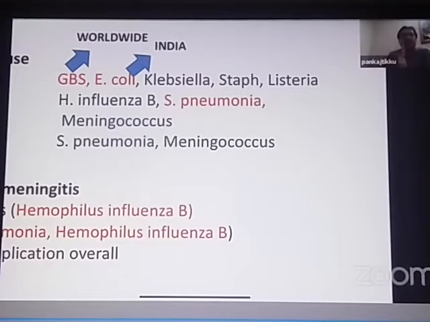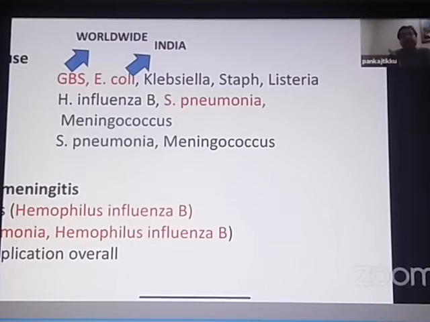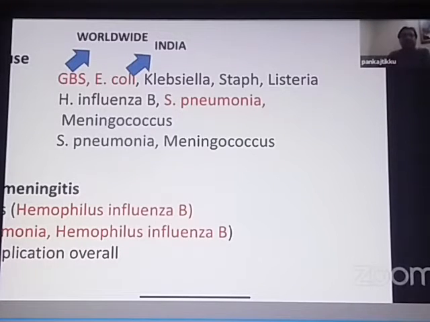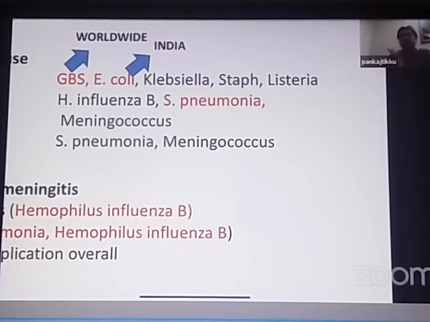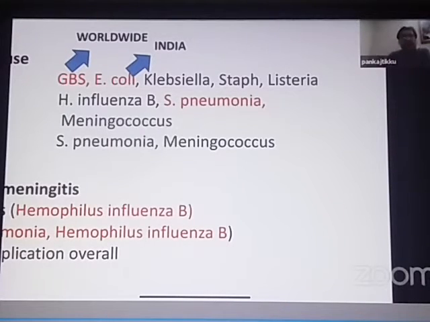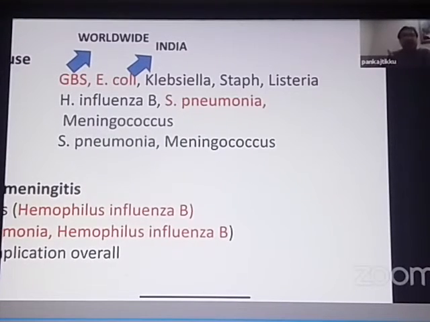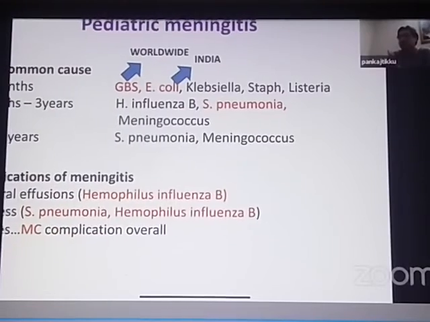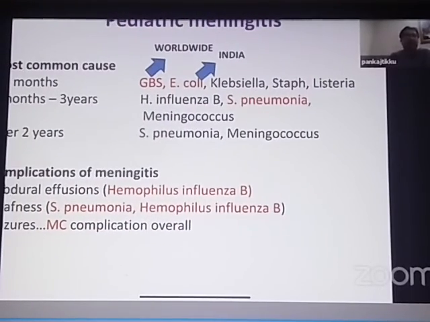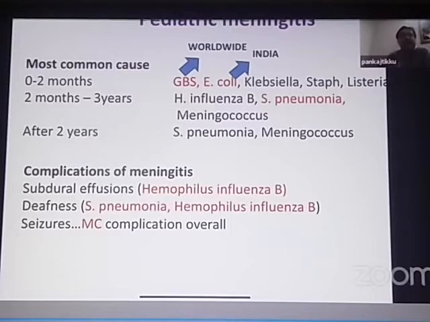Among these, the most important cause of meningitis in neonates worldwide is group B streptococcus, but the most common cause in neonates in India is E. coli. Please remember the general rule: neonatal meningitis in the majority of cases is caused by gram-negative bacteria, and E. coli and Klebsiella remain the two very important causes. In India, both E. coli and Klebsiella are important, but out of the two, I would say E. coli is more common than Klebsiella.